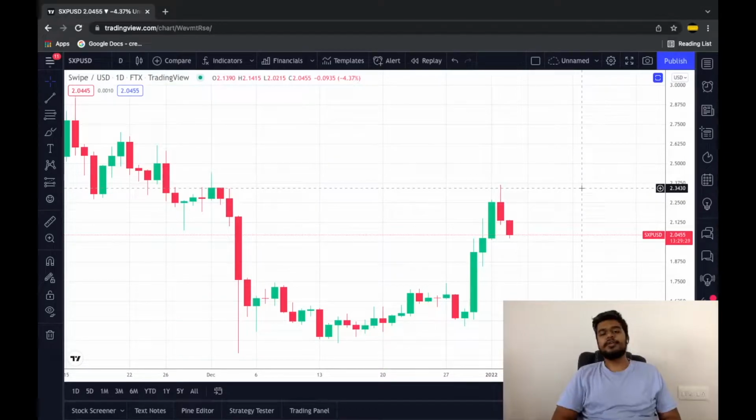Guys, here's something which caught me out of the blue. Swipe, which you might have already known, is already up by 30% in less than a week. And this kind of return quickly catches the attention of us traders because it really didn't have anything to push it up to that mark, right?